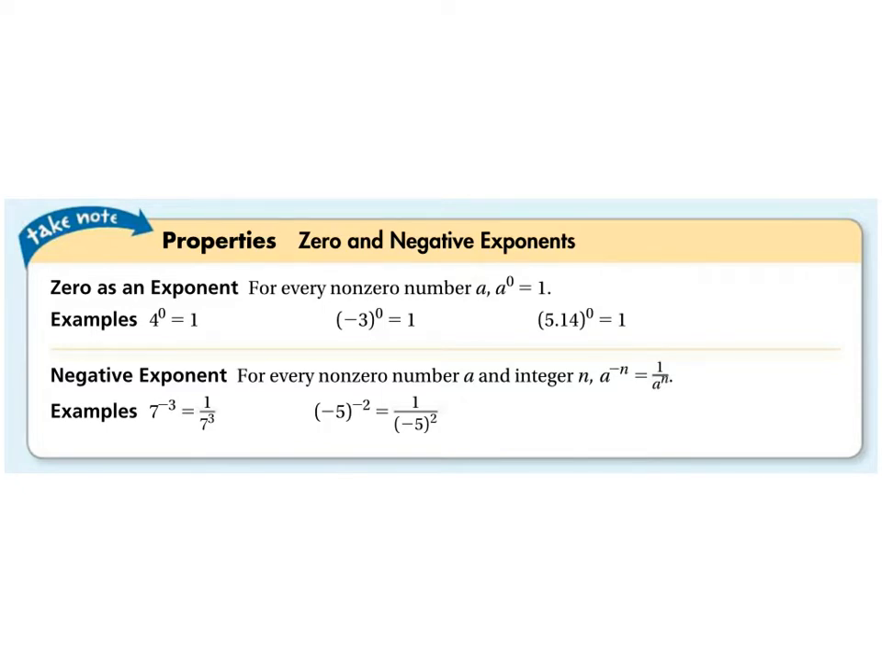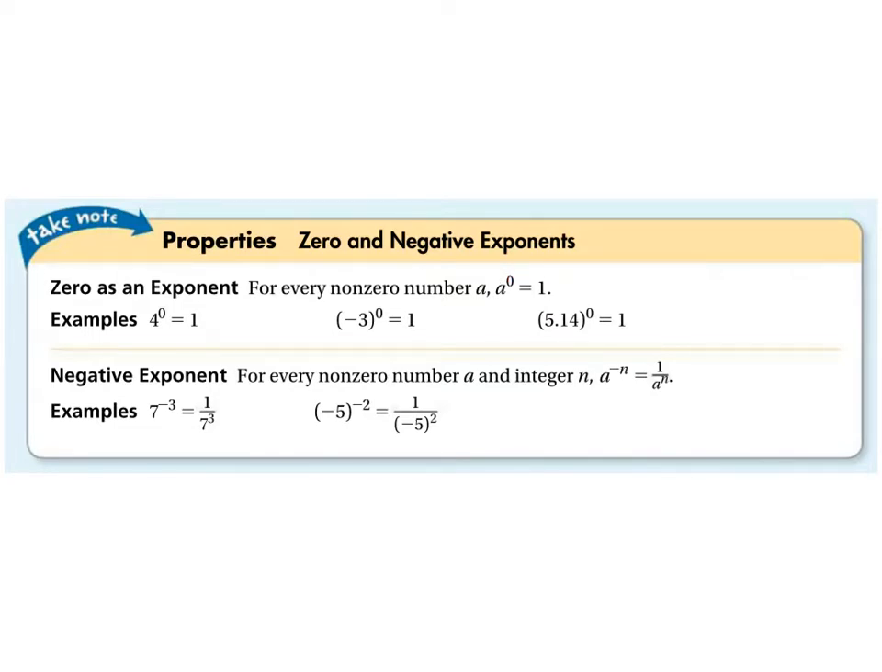So our essential understanding here is for 0 as an exponent: for every non-zero number, let's say a, the base of a, then a to the 0, whatever base it is, that base to the 0 power is equal to 1. 4 to the 0 power, 1. Negative 3 to the 0 power, 1. 5.14 to the 0 power, 1. Anything that's a non-zero base, we raise it to the 0 power, we get 1.